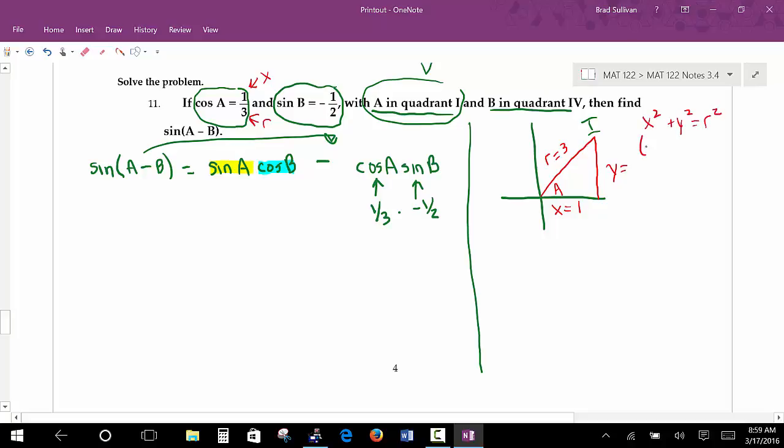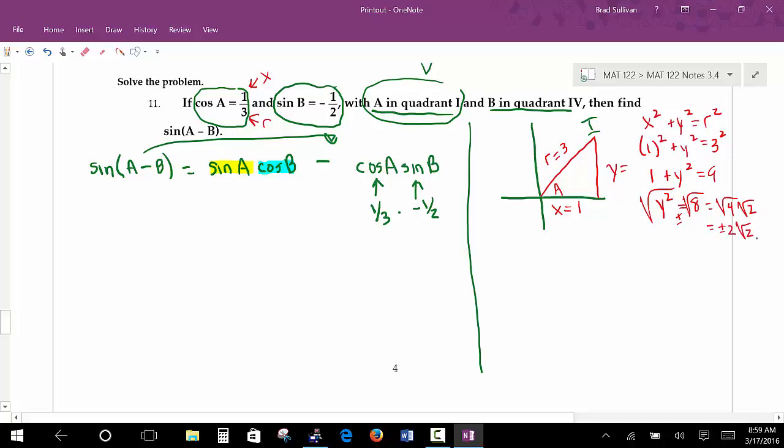So that's going to be 1 squared plus y squared equals 3 squared. So that's 1 plus y squared equals 9. You can subtract 1 from both sides to get y squared equals 8. And then you can square root both sides. Okay. Technically, that's a plus or minus. And then remember, you can break up the square root of 8 into 4 times 2 to get plus or minus 2 radical 2. Okay?